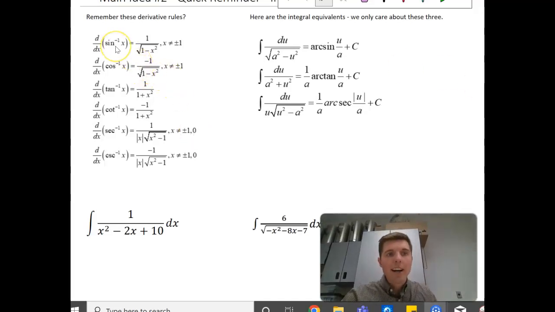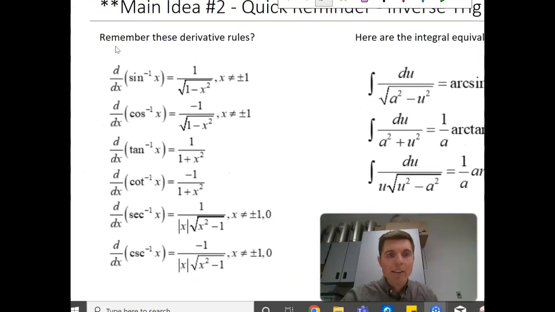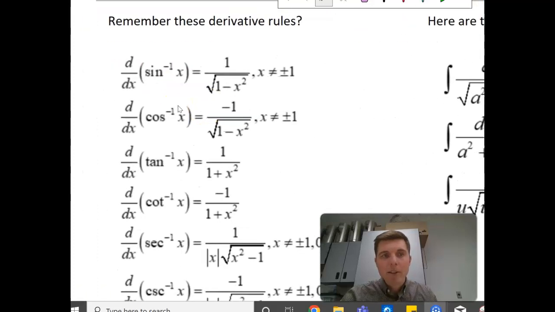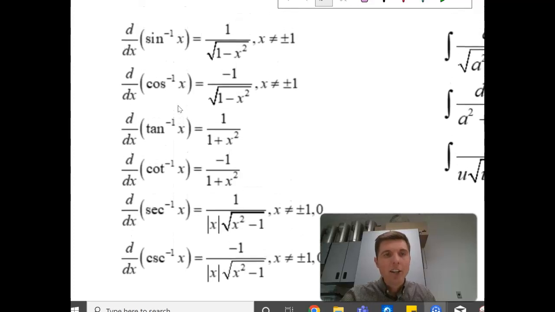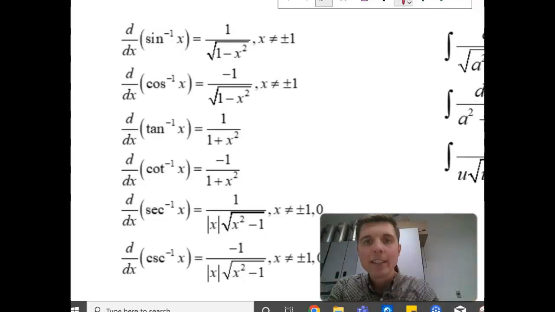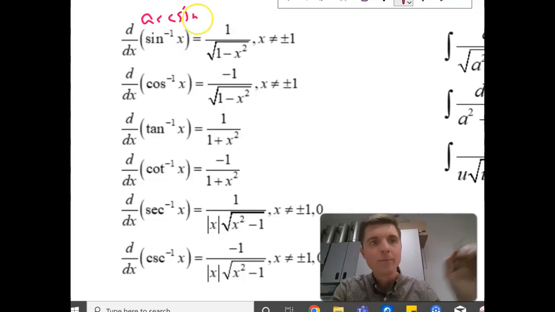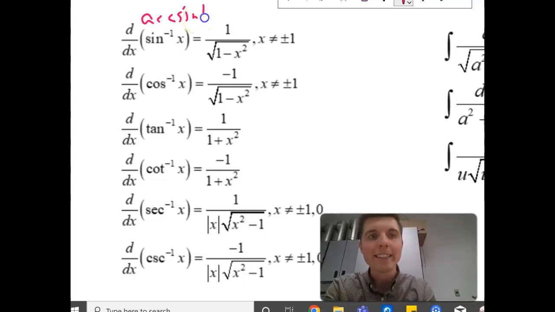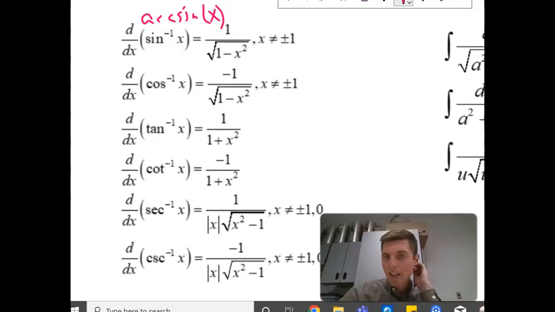So, I want to highlight these rules on the left. Remember these? It was inverse trig derivatives, or arc trig derivatives. So, if I say, hey, take the derivative of sine inverse, the result is this goofy function. If I take the derivative of tangent inverse, it's this other goofy function. And remember, these inverse trig functions can also be written as arc sine. So arc sine of x is the same thing as inverse sine of x.